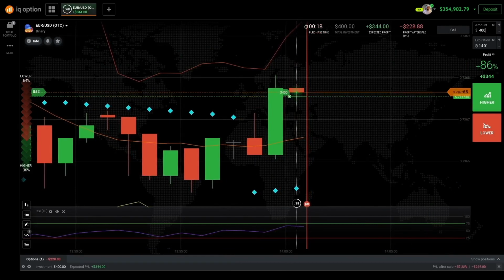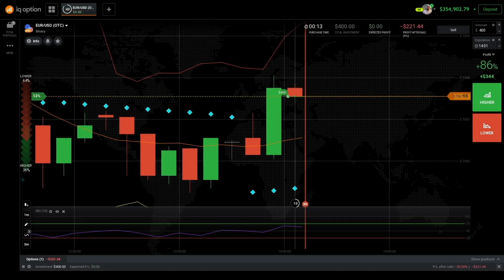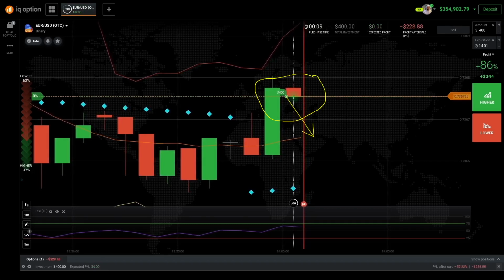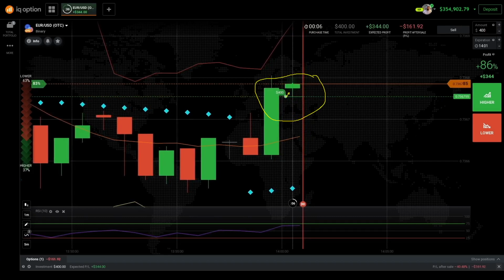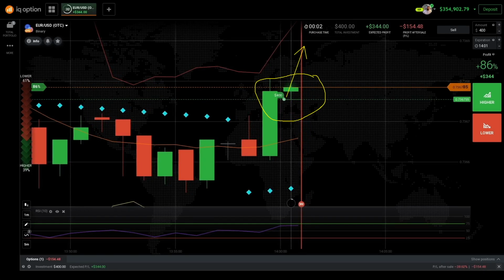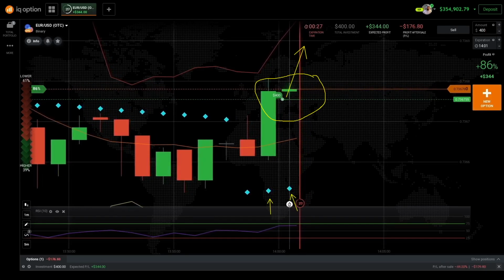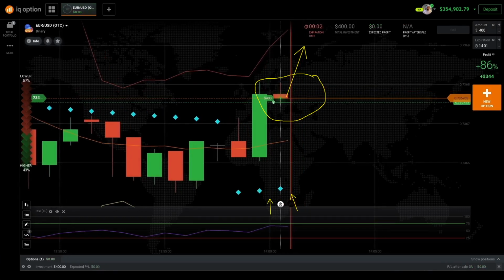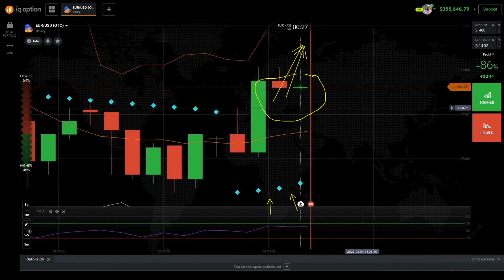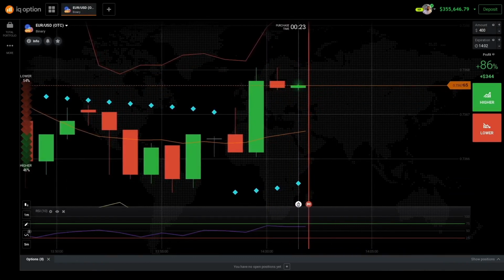Yeah, this one was risky. If you know my strategy, you know that this one is risky. I'm supposed to open a buy position, but look at the SAR, the parabolic SAR. Yup, as predicted. I made another $344.